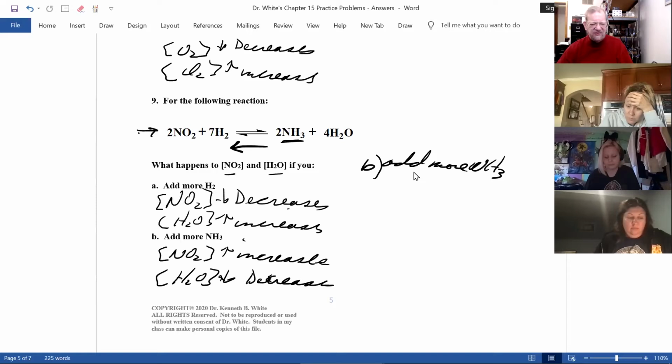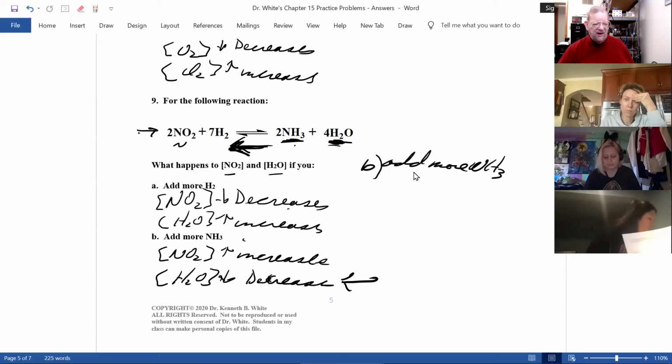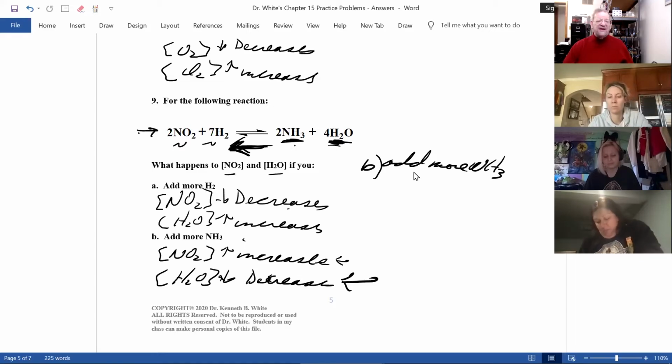It reacts with the water to go this direction. And that means ammonia is consumed, there's less, which it wants, and water is consumed. Therefore, when something is consumed, we have less water. Now, when the ammonia and the water react, it goes to this side, and we make more NO2 and hydrogen. When you make more of something, the amount you have increases.